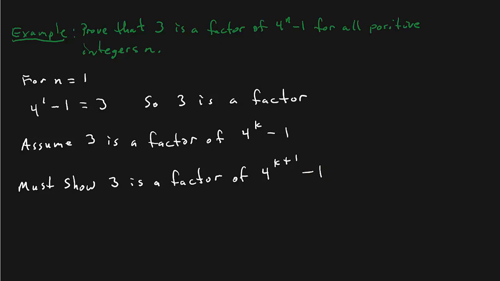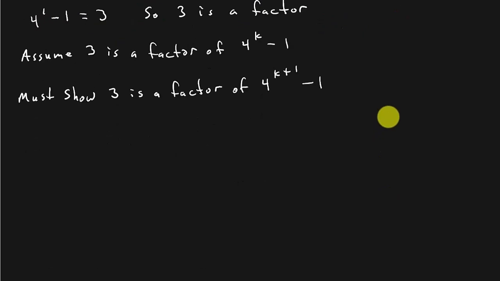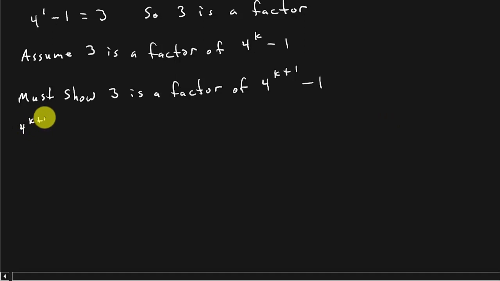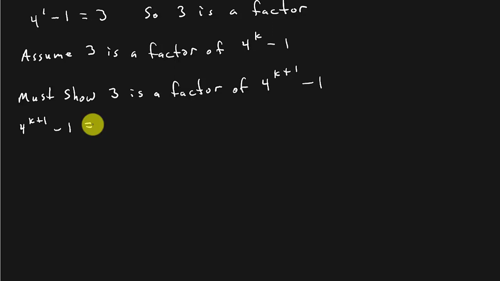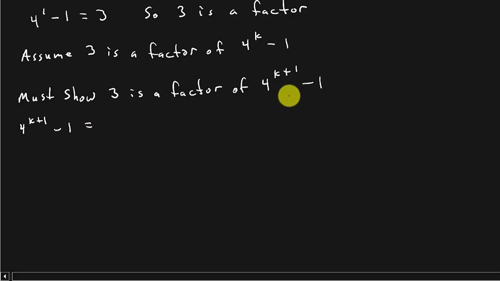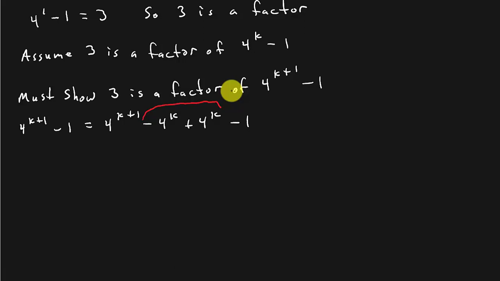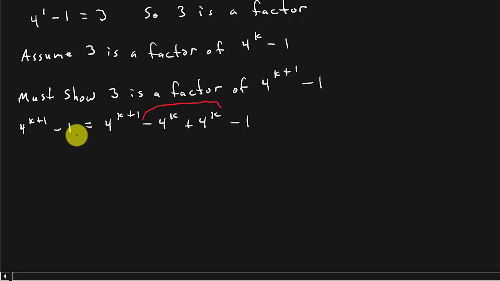So how do we do that? Well, we have 4 to the k plus 1 minus 1 is equal to, now what we're going to have to do here is add 0 to this statement right here. But how do we add 0? Well, that's the same thing as 4 to the k plus 1 minus 4 to the k plus 4 to the k minus 1. You can see here I'm adding 0 because negative 4 to the k plus 4 to the k, that's 0. So I'm not changing this up any, I'm just adding 0 to it.